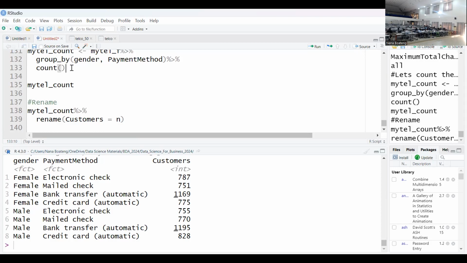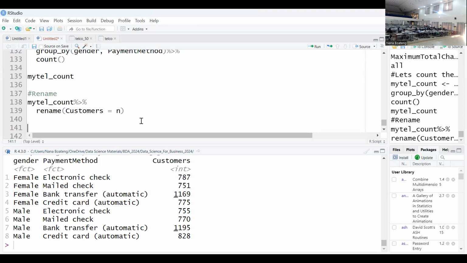So let's count the number of customers with partners who use different payment methods, and then we compare it with the number of customers without partners who use different payment methods. So you see that with this dplyr, we are able to actually delve into the data to get insight. Let's see how we can also look at those with partners and those without partners.